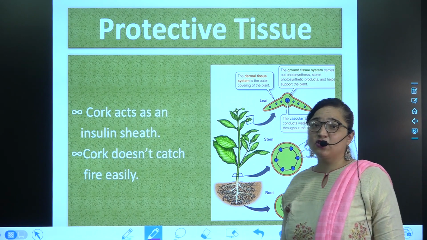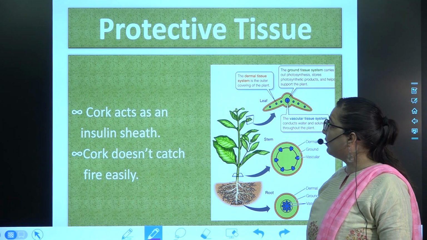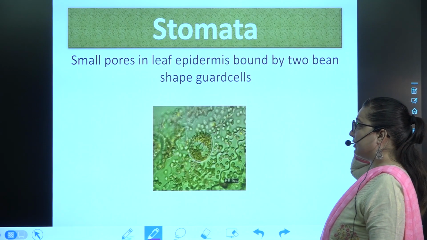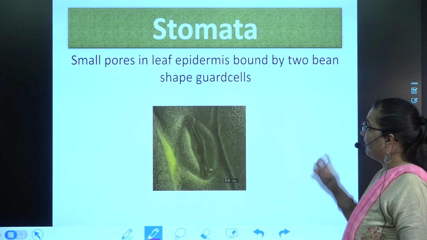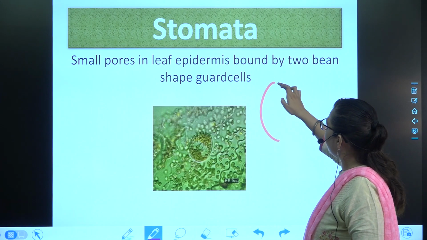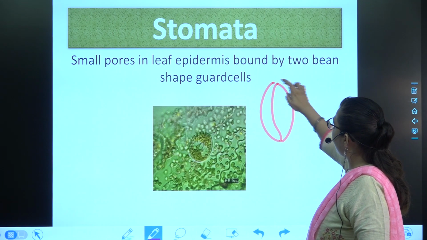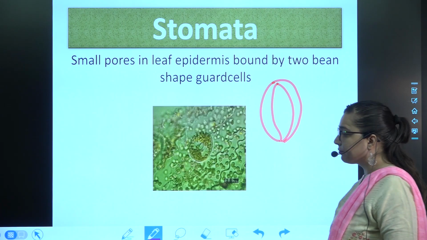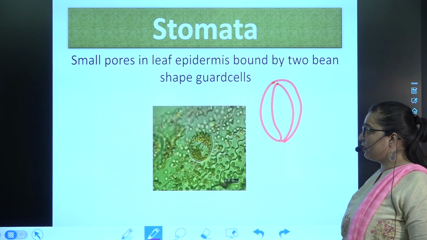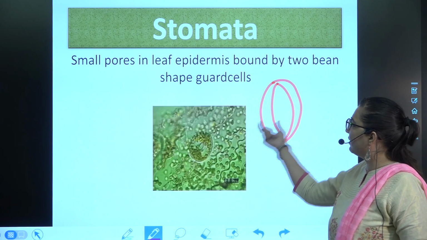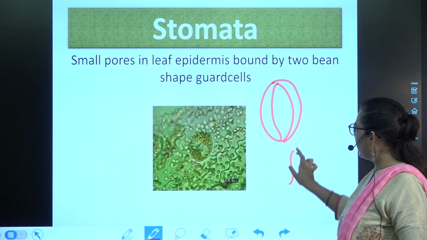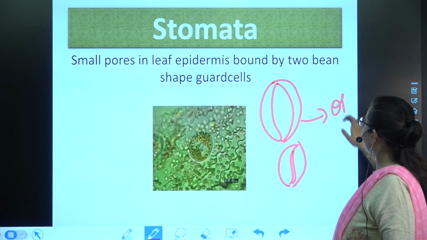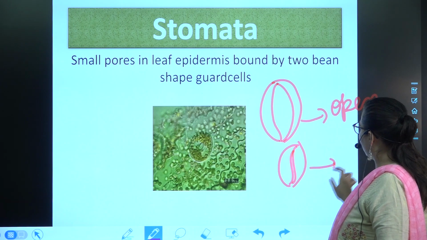Then we had a discussion regarding the stomata. Here it is. These are small pores present in the leaf, and around them are two guard cells. These are bean shaped. The guard cells open and close, and they regulate the opening of the stomata. This is how it actually opens up. You can say these are the guard cells, and when it is open and when it is closed, it looks like this. This is open stomata, and this one is the closed one.